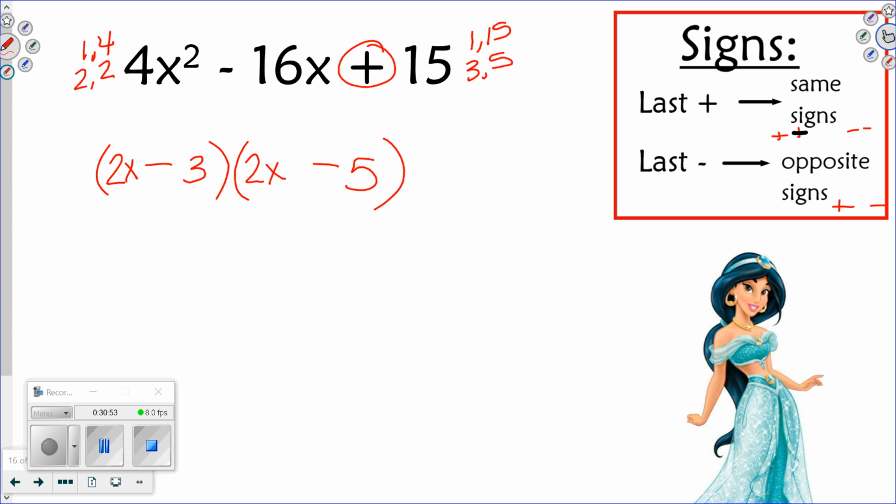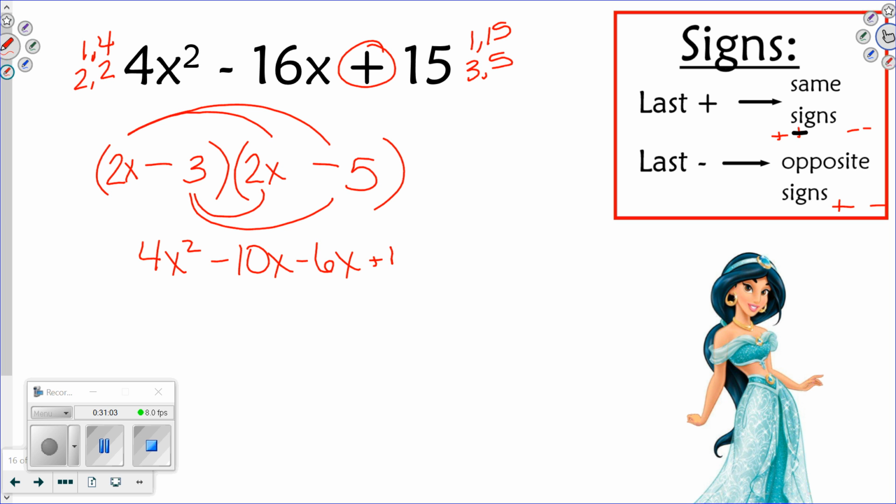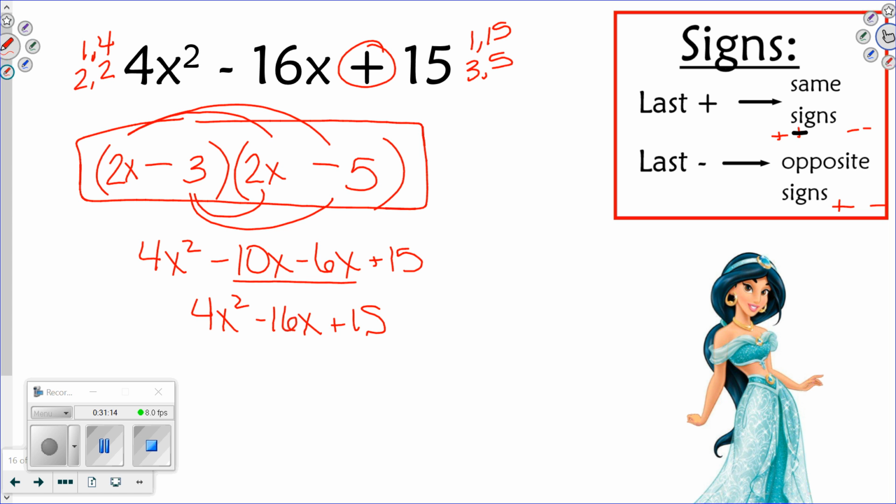Okay. So if I go to check this, we get 4x squared minus 10x minus 6x. 2 negatives makes that a positive 15. Like terms gives me negative 16x. And that is exactly what I wanted, so I know that this is correct. Right, because they both started out 2x minus, so yeah, it did matter.